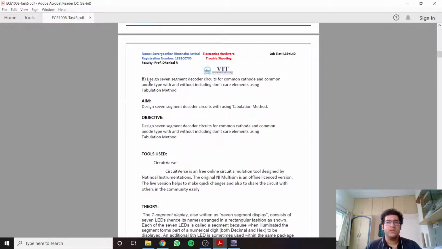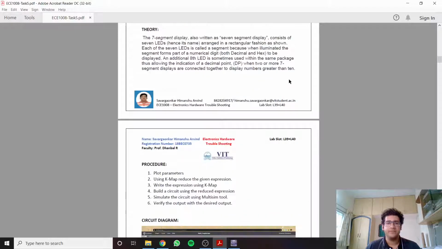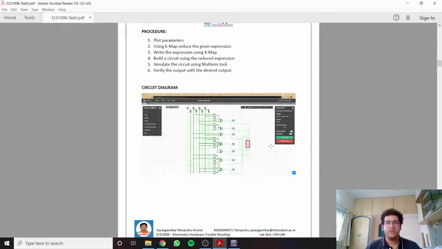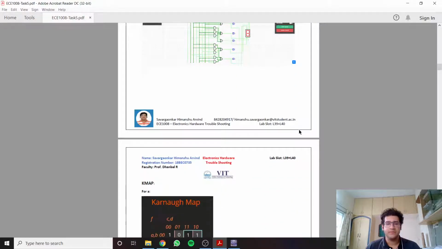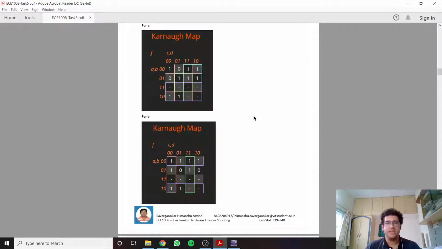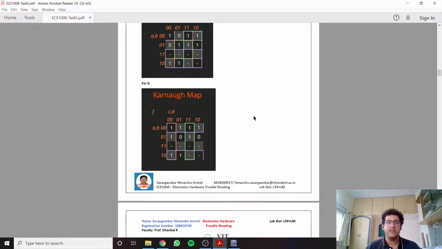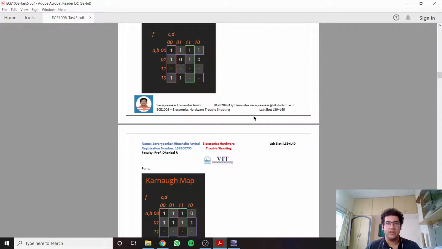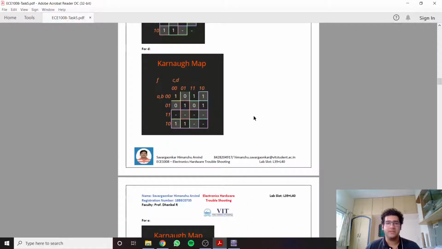Part B was again a 7 segment display circuit, using a 7 segment decoder circuit for a common cathode method. The same was simulated using CircuitVerse, and a common cathode 7 segment display was used. A K-map was used to simplify the expression for each and every single alphabet that was used to display in the 7 segment display.